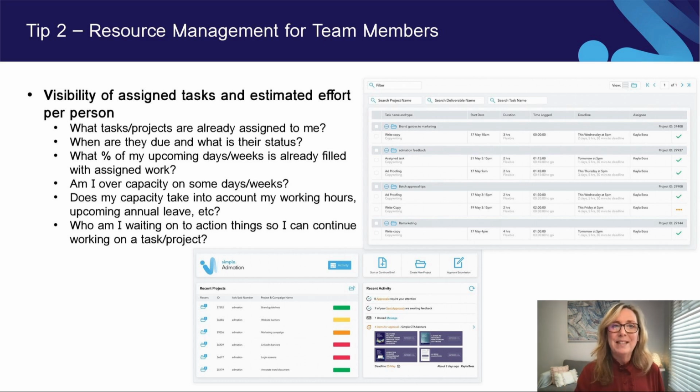So there's some of the things that we would talk about from a resource management perspective that you could consider, how you could improve those in your organization.